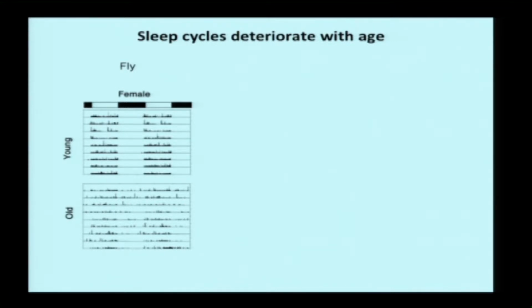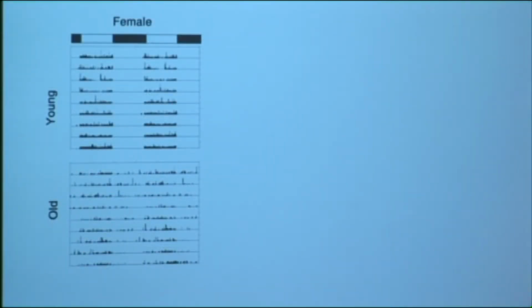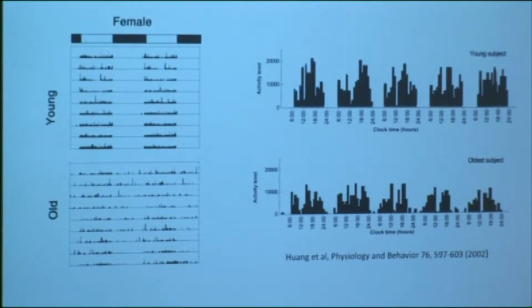And as I mentioned, these cycles deteriorate with age. So here is a young female fly, very robust pattern of rest activity or sleep-wake. And here's the same fly when she's old. And you can see that the rhythm falls apart. So you start to get more activity at night, and you start to get more daytime sleep.